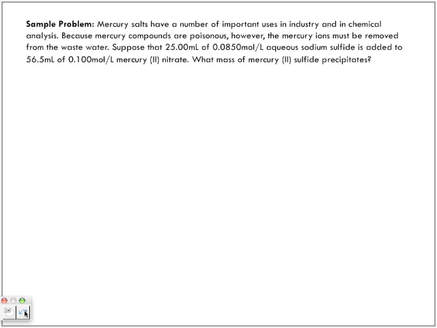Sample problem. Mercury salts have a number of important uses in industry and in chemical analysis. Because mercury compounds are poisonous, however, the mercury ions must be removed from the waste water. Suppose that 25.00 milliliters of 0.0850 moles per liter aqueous sodium sulfide is added to 56.5 milliliters of 0.100 moles per liter mercury(II) nitrate. What mass of mercury(II) sulfide precipitates?